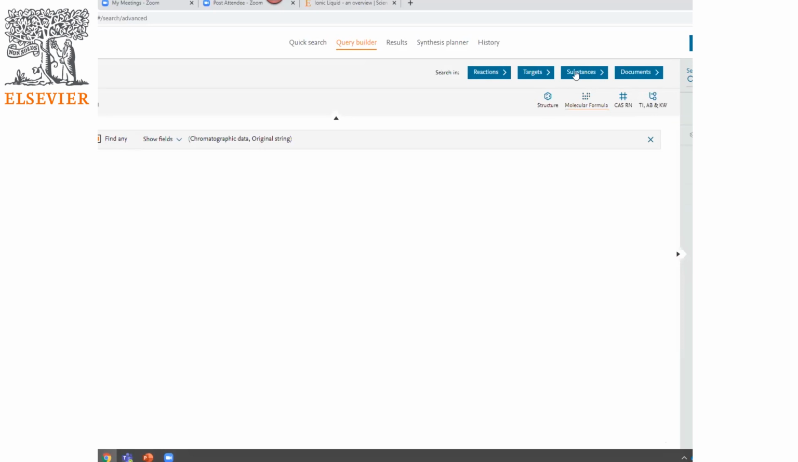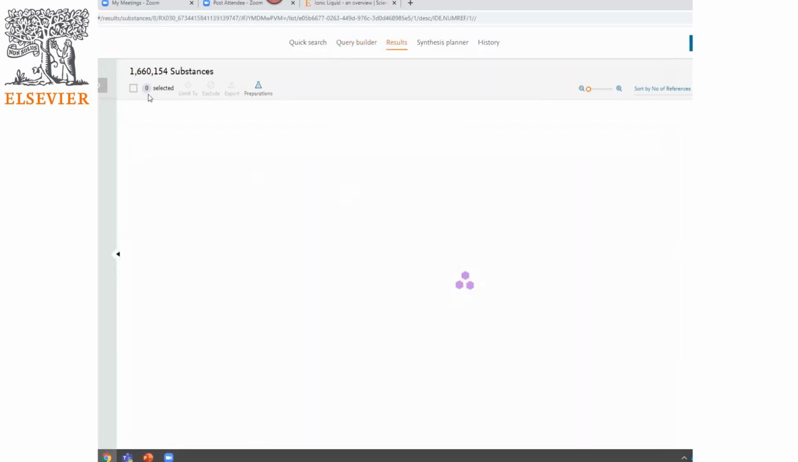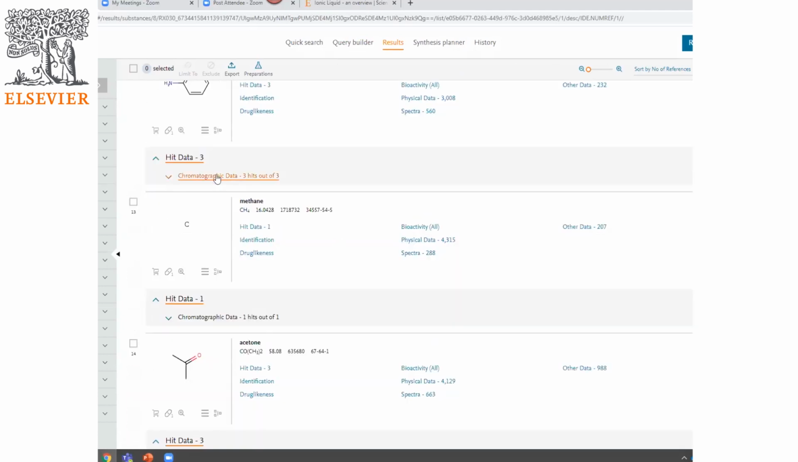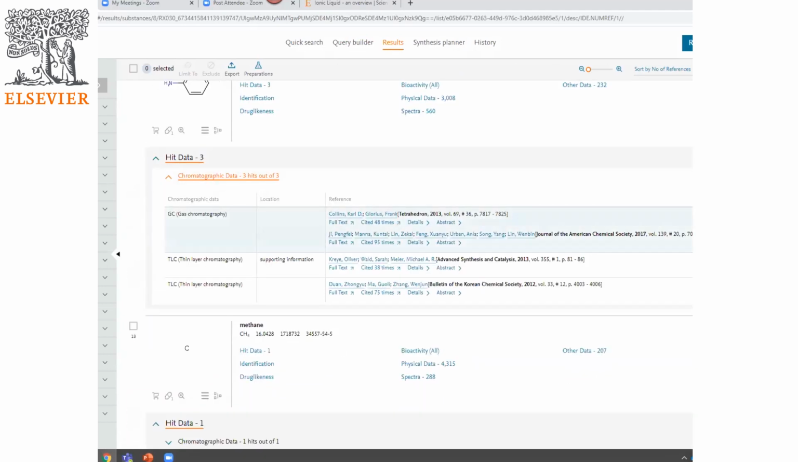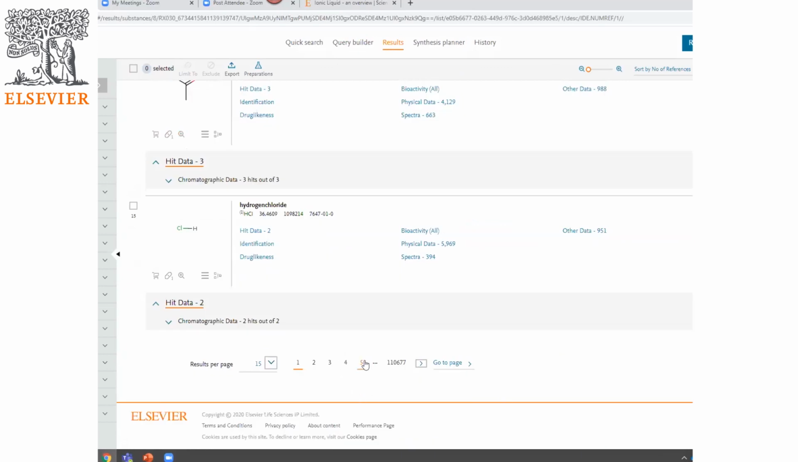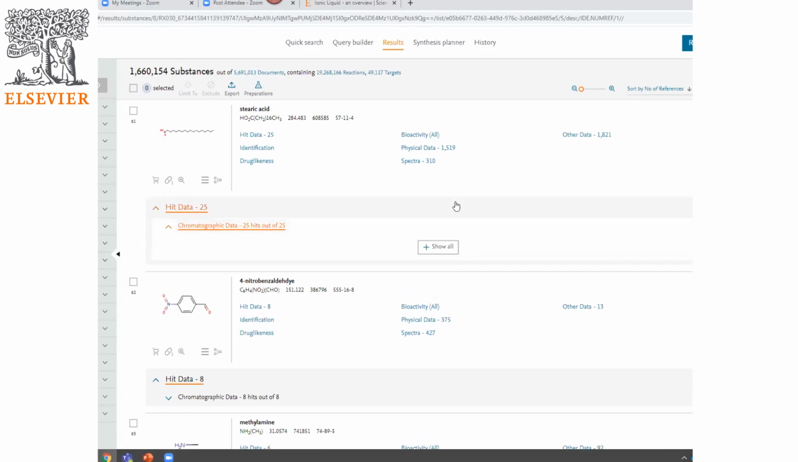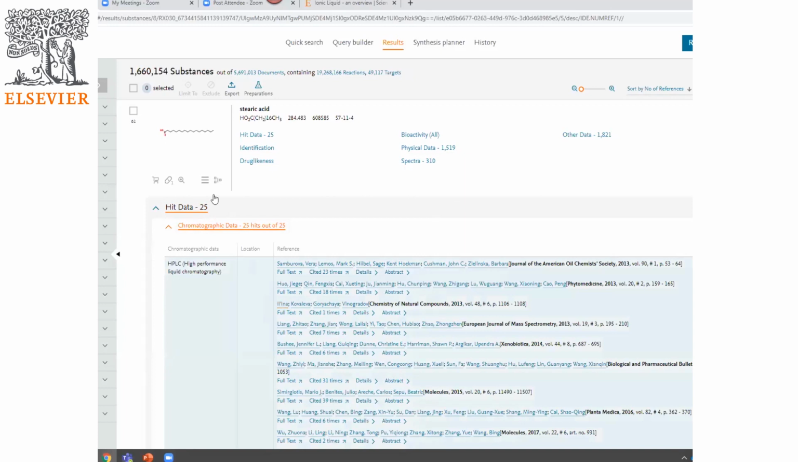So now we search and see that Reaxys has chromatography data for 1,600,000 compounds. So each of these compounds has some chromatography data. For example, aniline, different data, which also have direct relation to the environment, because you somehow need to have best practices to analyze different compounds.